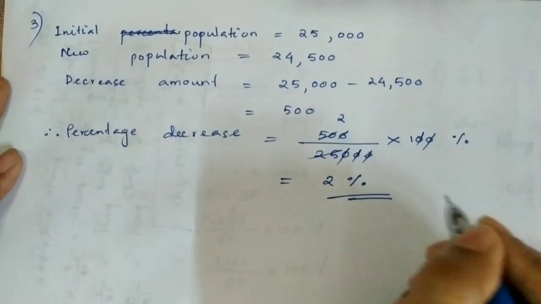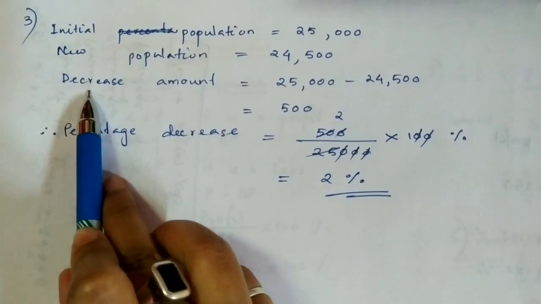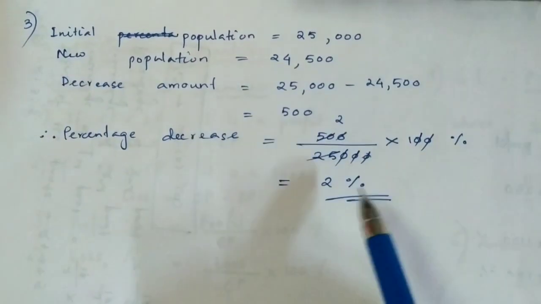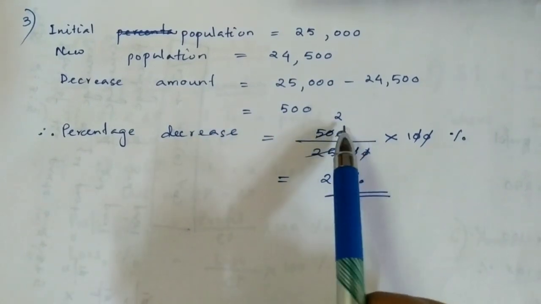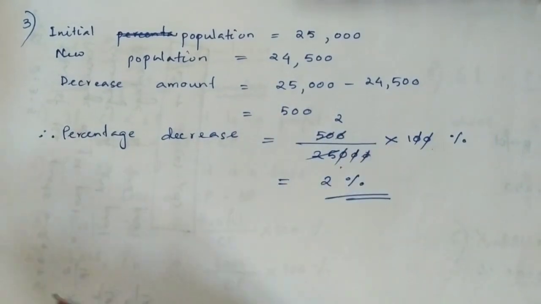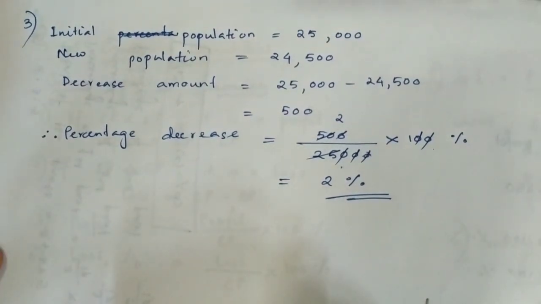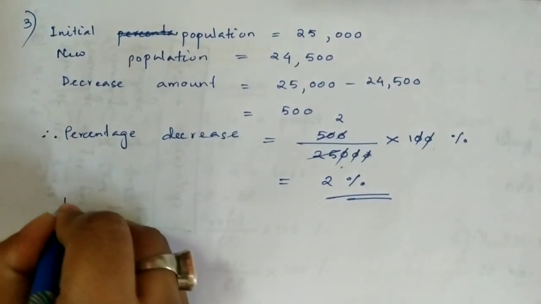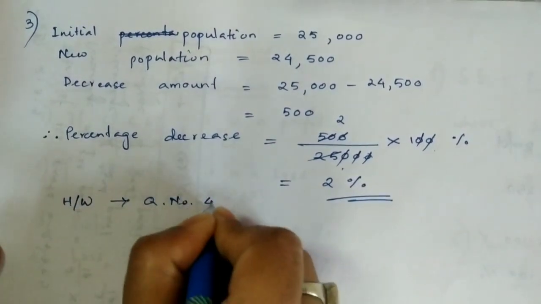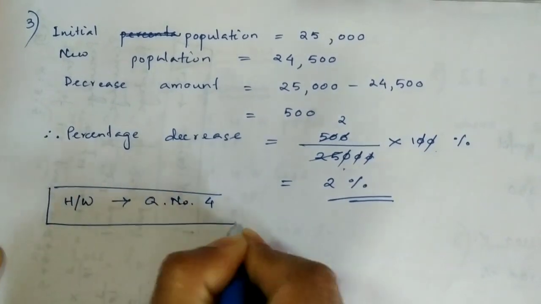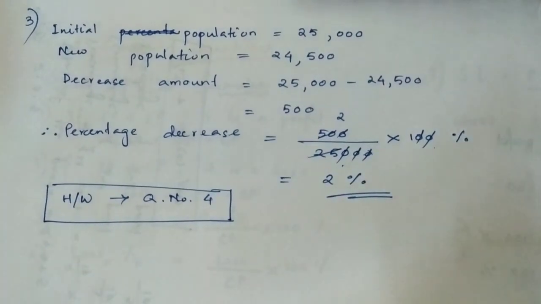So in this way, whenever it is an increase or decrease, remember you have to calculate and find the increase or decrease amount, same thing, and the formula will always be the same. The decrease or the increase amount by the initial amount into 100, and then you can find this one. Okay. So next, question number 4 will be your homework. So you will try it this way. Okay. In the same way, this formula will be used. So you'll be trying question number 4 as your homework.